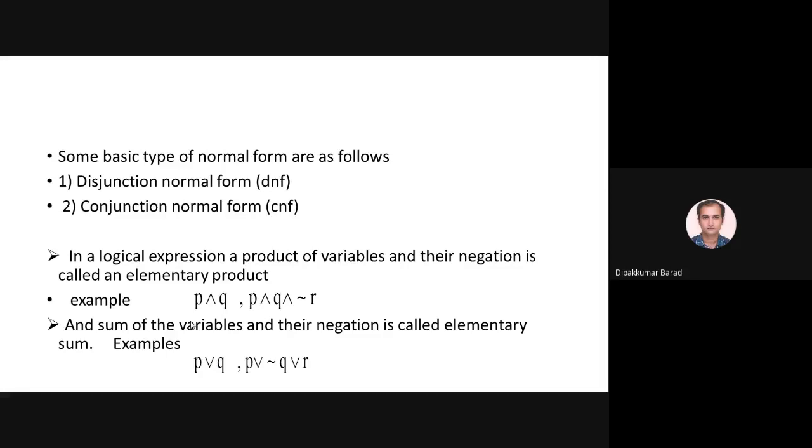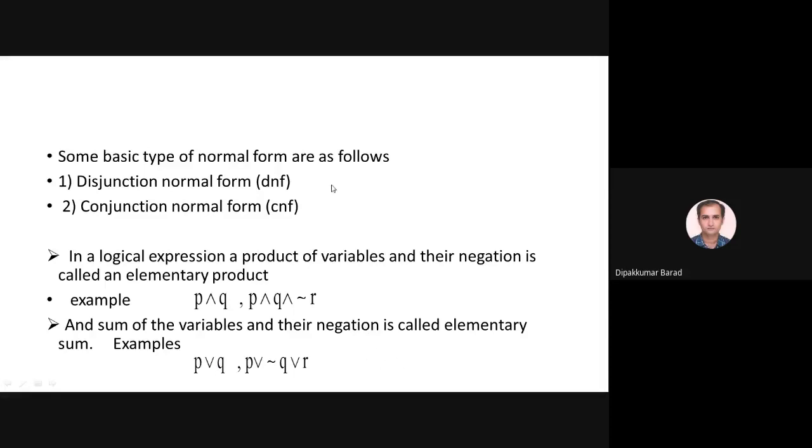In a logical expression, a product of variables and their negations is called an elementary product. For example, P and Q, P and Q and not R, P and not Q and R, P and not Q and not R, not P and not Q and not R. So all are elementary products. Now the sum of variables and their negations is called an elementary sum. So here P or Q, P or not Q or R, P or not Q or not R, not P or not Q. All these are examples of elementary sums.